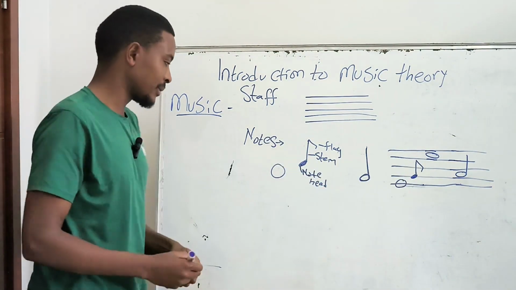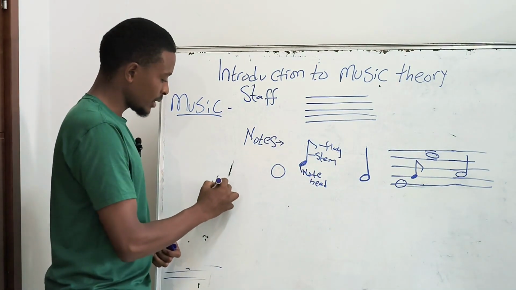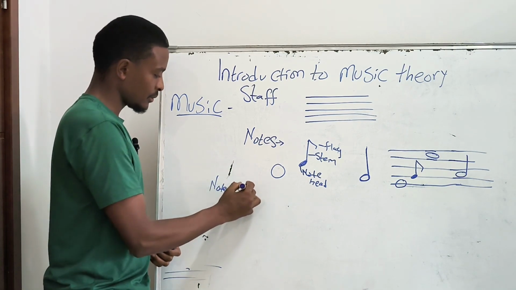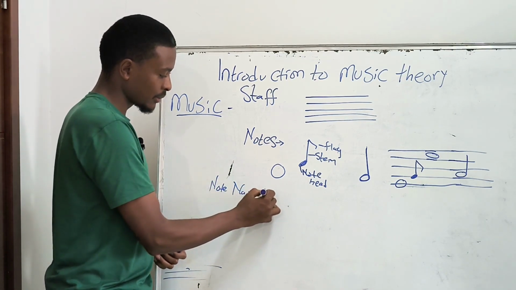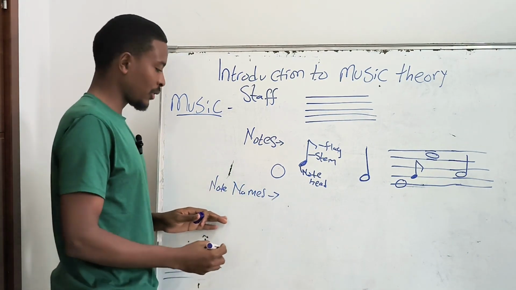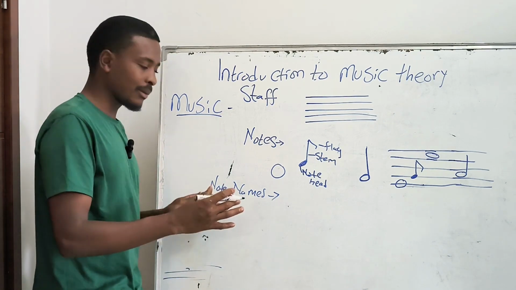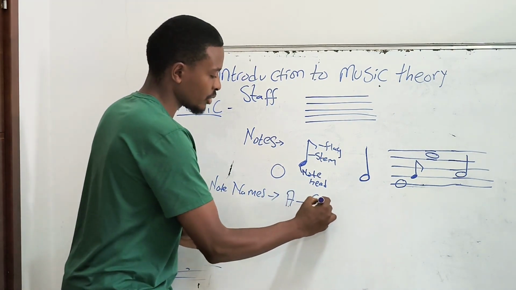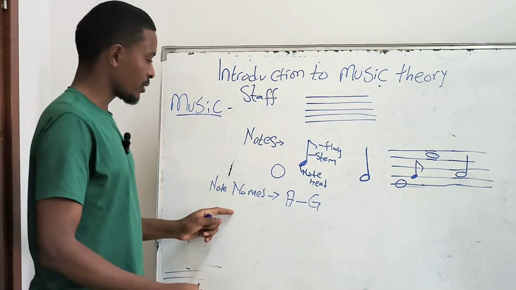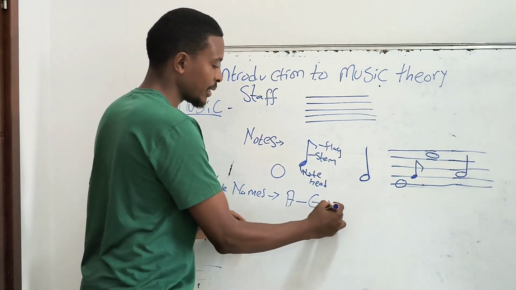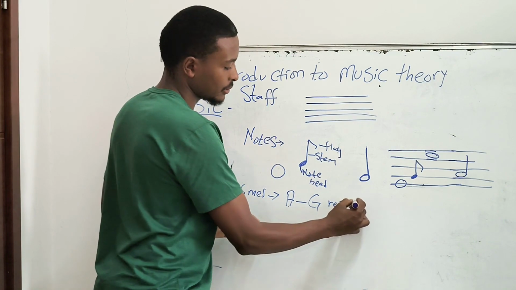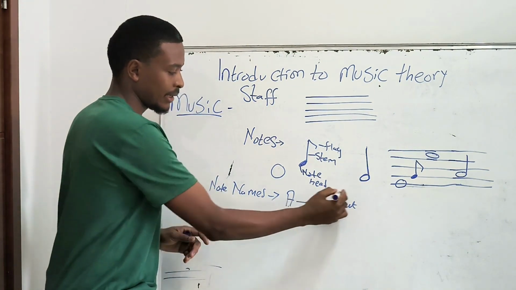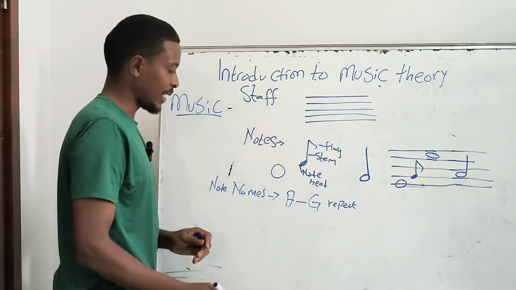Then we have something else for us to be able to name these notes. These notes have names. So for the note names, we normally use the alphabetical letters from A to G. From A to G, then you repeat the A as you move ahead.